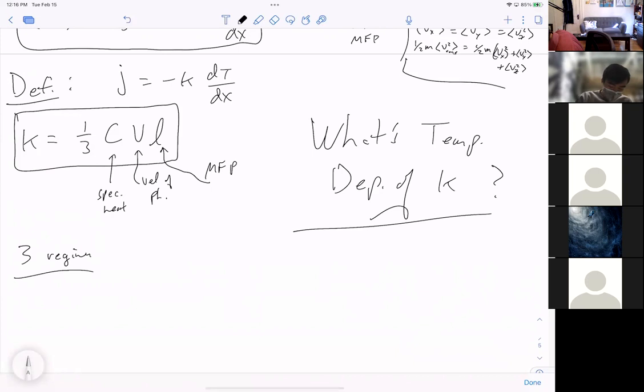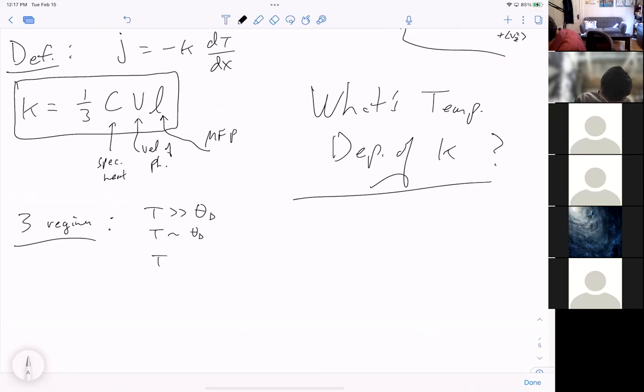And the three regimes are going to be the hot regime, where I'm going to have T much bigger than the Debye temperature, or I can have T sort of on the order of the Debye temperature, or I can have T much less than the Debye temperature.